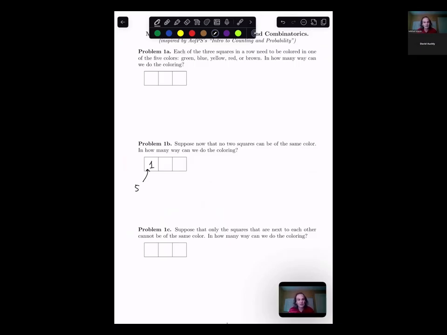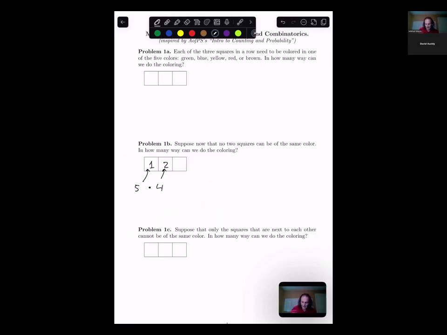Right? But now the first box is colored, and now we try to color the second box. So how many options now do we have for the second box? Four. Right. So one of the colors is forbidden. We cannot use the same color. One color is already used and we cannot use the same color twice. So we have only four options.